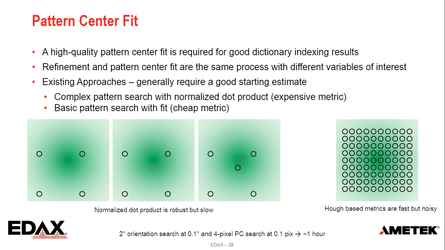And just to give you a sense of how intractable this can become, if you want to search a 2-degree orientation space at a 1/10 of a degree resolution and a 4-pixel wide pattern center shift at a 1/10 of a pixel, at 2,000 patterns per second, it's going to be an hour to brute force it. So it's really not viable for the forward model to do right now.